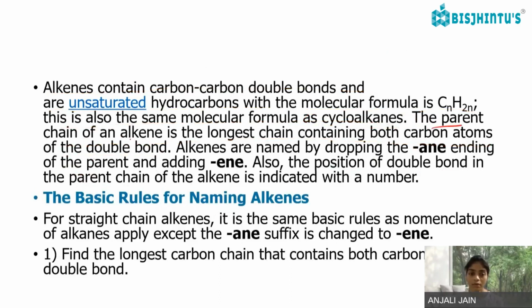Now, how will the double bond system look in the alkene? It should be the longest chain which is carrying the double bond. Alkenes are named by dropping the "ane" of the parent and adding "ene". Methane and alkanes have "ane", but alkenes will now have "ene". The position of the double bond in the parent chain of the alkene is indicated with a number.